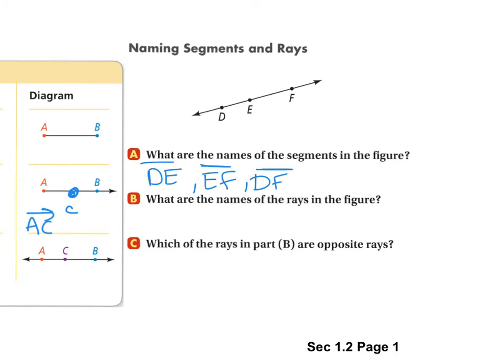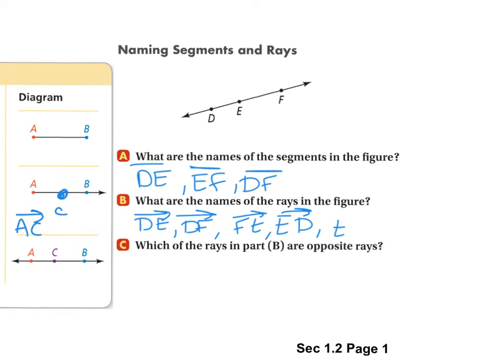What are the names of the rays in the figure? So we have ray DE, ray DF. We could do FE, ED, a few more, and then we have the ones in the middle that start at E and go off in opposite directions. E, D, and E. Sorry, switch colors on you. My bad.